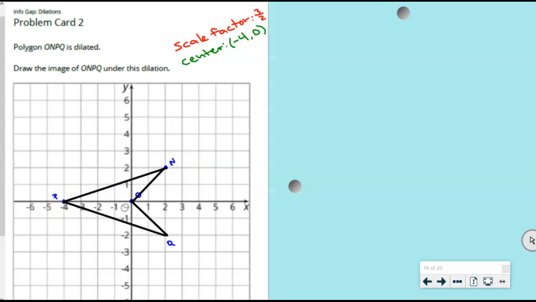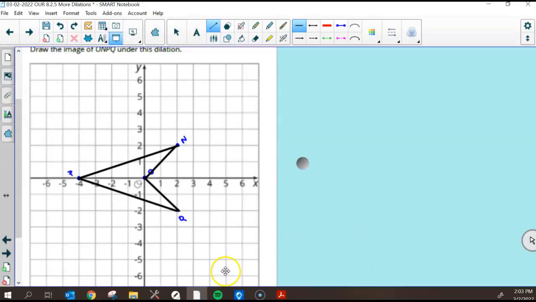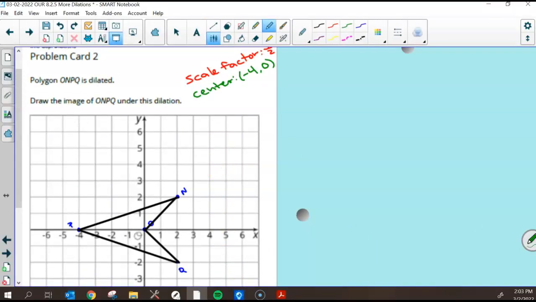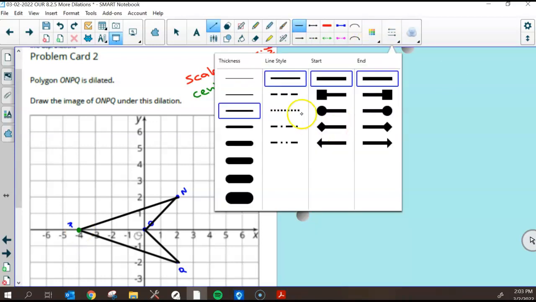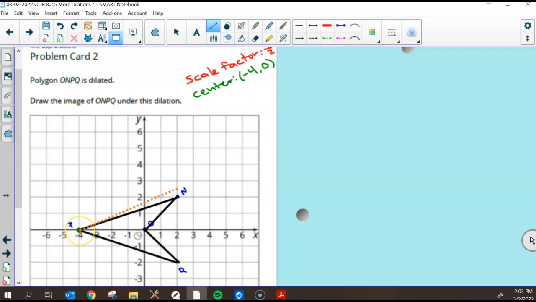Now that we have the correct shape, students in class are going to work on that dilation. If you needed help with the shape, there it is. When I do a dilation, I need to go from the center through each point. The center is also point P. This is the center. So I know that N prime is going to be somewhere on the line that goes through P and N and beyond.